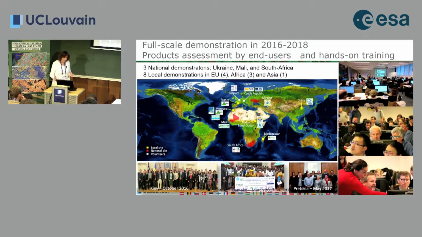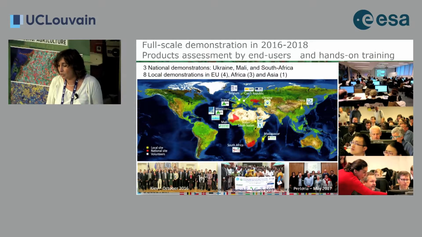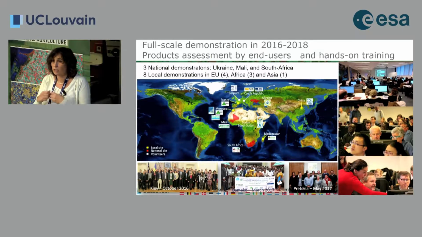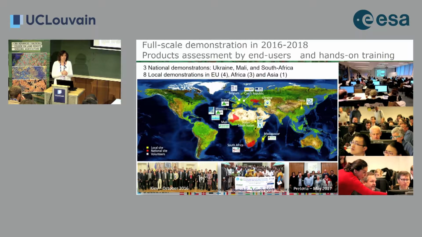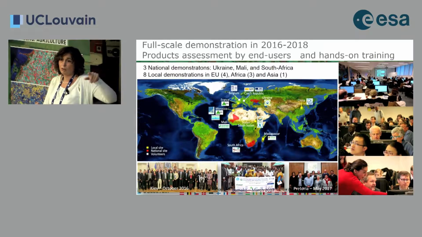And then when we had this algorithm selected, we had the first Sentinel-2 data, and we went into the phase of the demonstration of the products. For the demonstration, there were 3 countries, Ukraine, Mali, and South Africa, that we had to process at full scale, and 8 local demonstrations, 4 in Europe, 3 in Africa, and 1 in Asia. The demonstration consisted in generating the product by ourselves, giving the product to the users, receiving the feedback, and at the same time organizing capacity building activities on the products and on the tools. You can see here some pictures of this. And for the 3 national cases, we did some workshops within the countries where all the stakeholders of the country were invited, to present to them some products that could be used in their own applications.